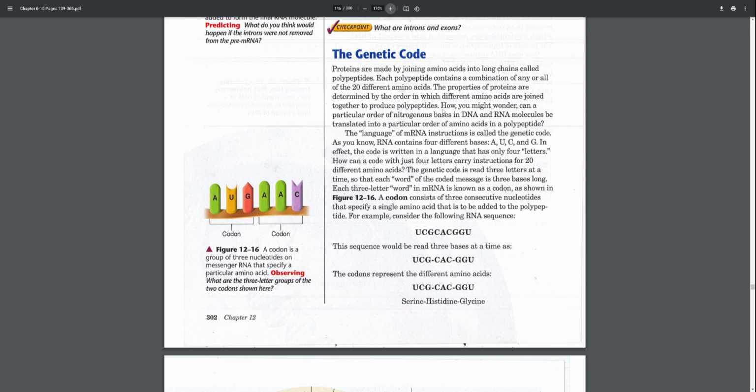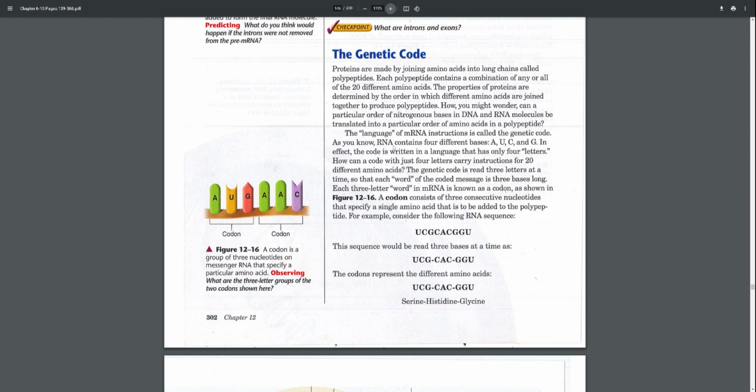polypeptides. How, you might wonder, can a particular order of nitrogenous bases in DNA and RNA molecules be translated into a particular order of amino acids in a polypeptide? The language of mRNA instructions is called the genetic code.